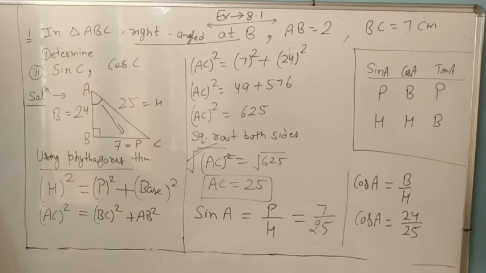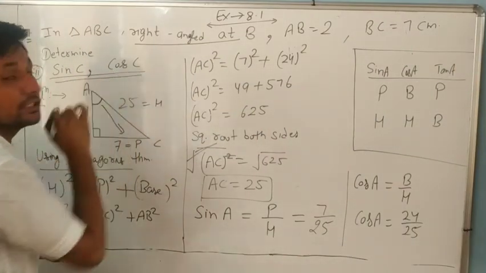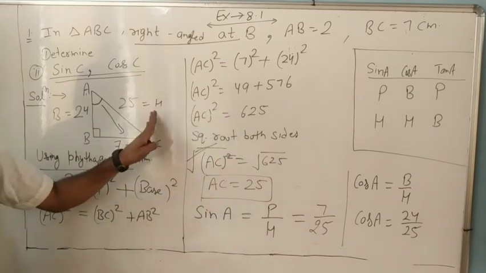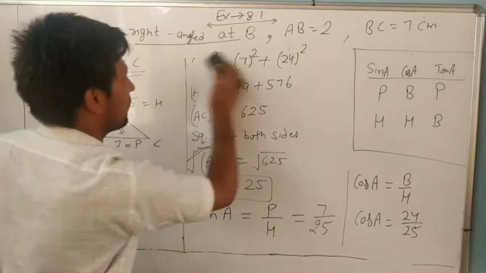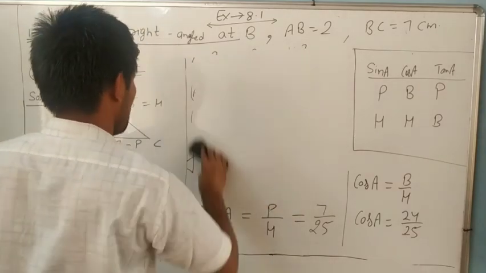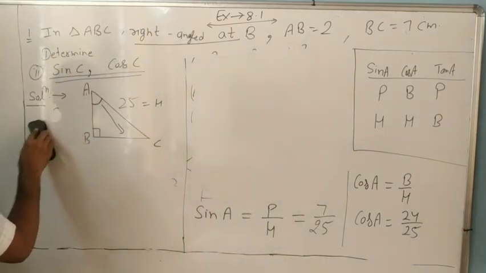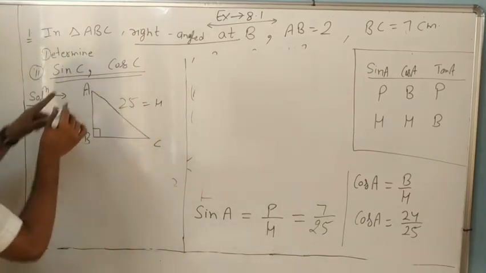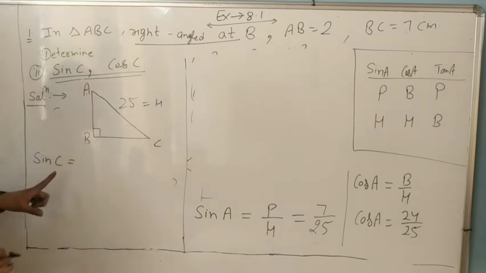Now dear, B part of the first question: find sin C and cos C. Now the angle is C. No need to find the sides again, we have already found all three sides in the first question. So no need to find them. Now look here. Now we want to find sin C. Now what is the angle? C.